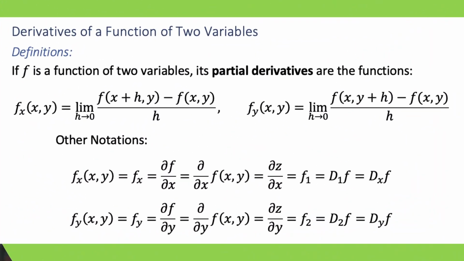The definition that we'll see is pretty much the same as it was last time, except now we have two variables. And we're also going to have two partial derivatives. Now the notation will vary depending on what we're looking at. Sometimes we might see a subscript x, sometimes we might see a df dx, although the d looks a little different.